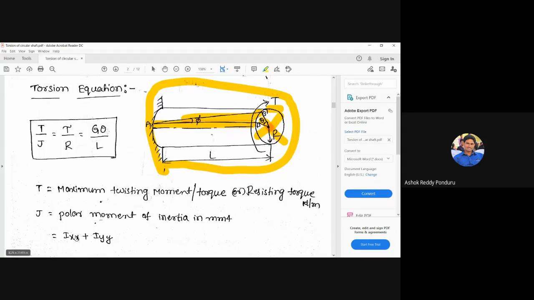Hello students, could you understand the terminology? First of all, could you understand what is meant by shear strain and what is meant by angle of twist? Shear strain and angle of twist. Hello. Yes, sir. Okay, thank you.